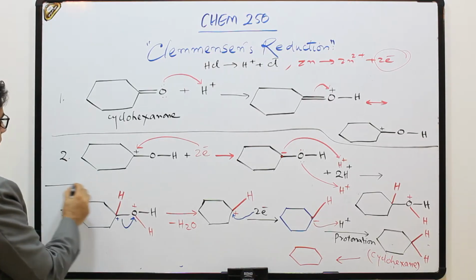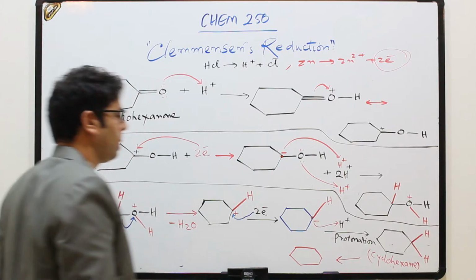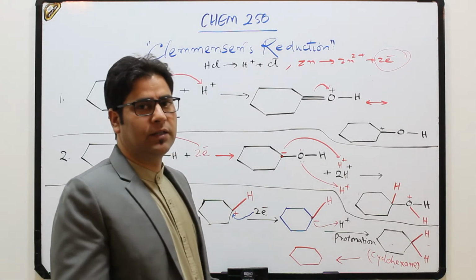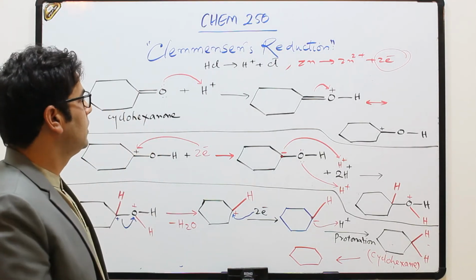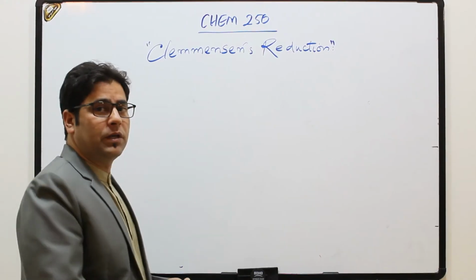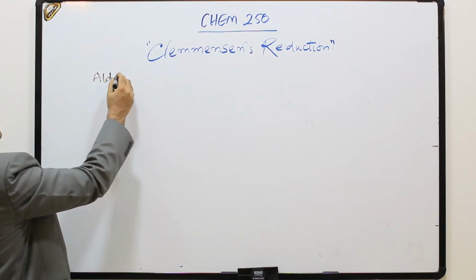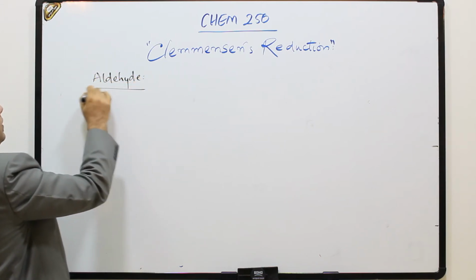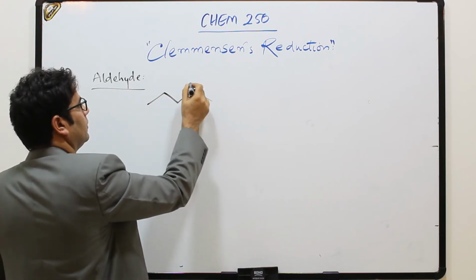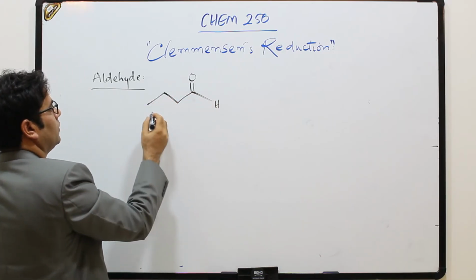Now, if you see here, this is step number 2. This is step number 3. Let me take now aldehyde as an example. So how we can reduce the carbonyl group of aldehydes. So let me show. If I take now aldehyde, suppose I will take this aldehyde. 1, 2, 3, 4.